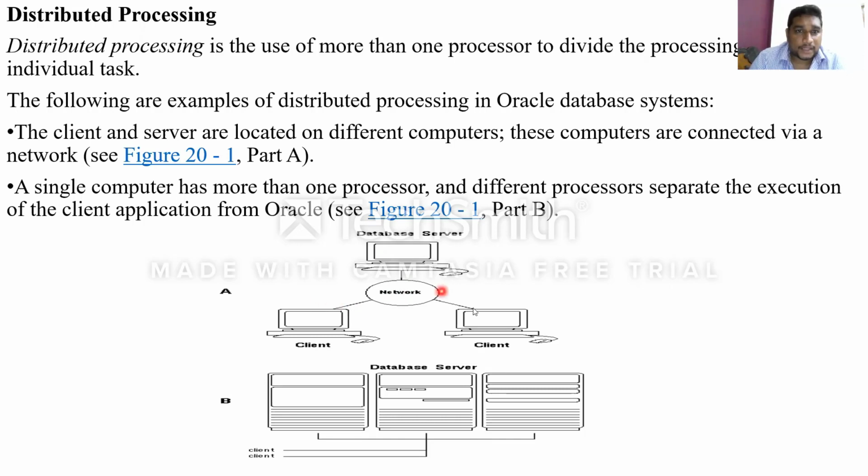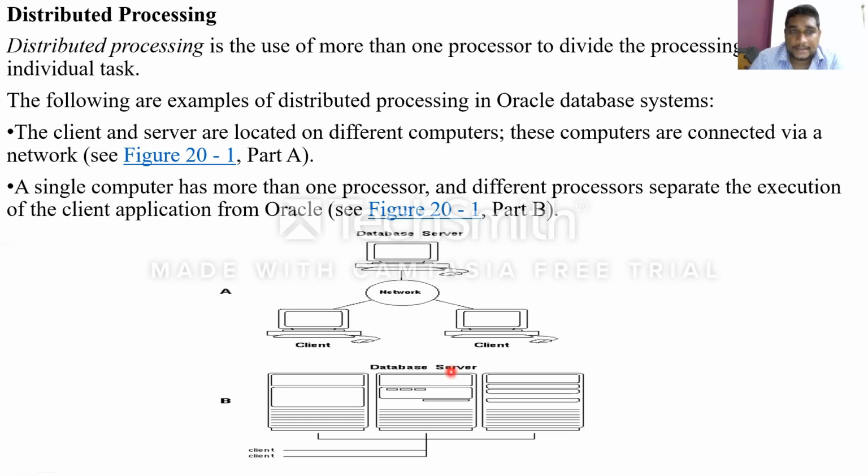Okay, in this example, the client and server are located on different computers. So these computers are connected with a network. Now coming to the second diagram, a single computer has more than one processor, for example, a computer which consists of two or more processors retrieving the server. Now the server divides the tasks and gives them to a single user.